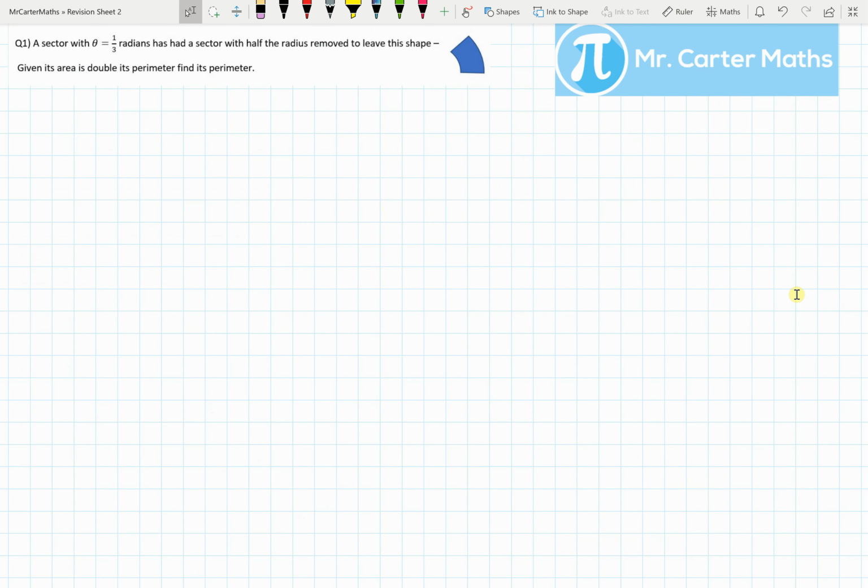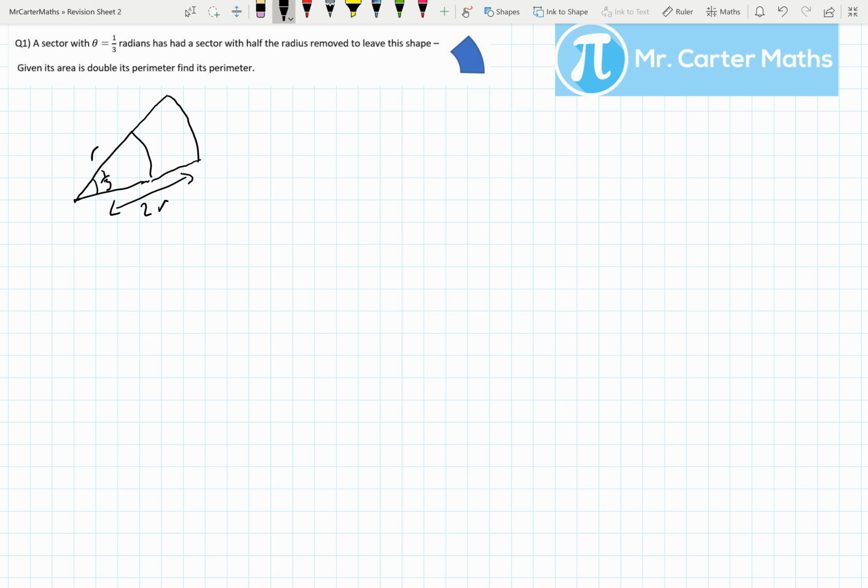So this first question is a sector that's had a smaller sector taken away from it. I'm going to think of this question as having a small sector of a radius of r, and then a bigger sector over the top of that, which would have a radius of 2r, because it's double it. I like labeling my smallest thing r. I imagine a lot of people possibly did this question using a big R and then half of r. I'm going to avoid the fractions where I can.